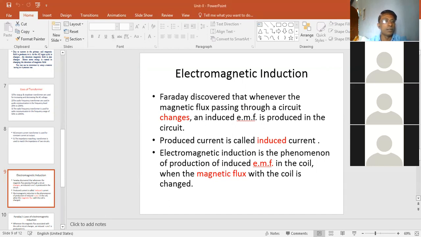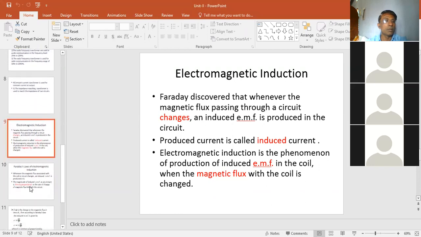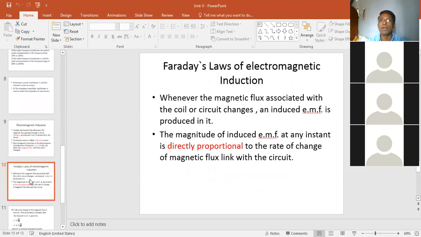Next is Faraday's law of electromagnetic induction. So in Faraday's law, there are two rules for electromagnetic induction that are given by Faraday. Whenever the magnetic flux associated with the coil or the circuit changes, EMF is produced in the coil or circuit. This is similar to our definition of electromagnetic induction.